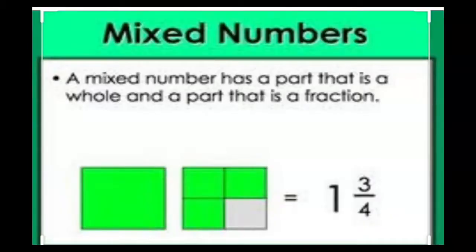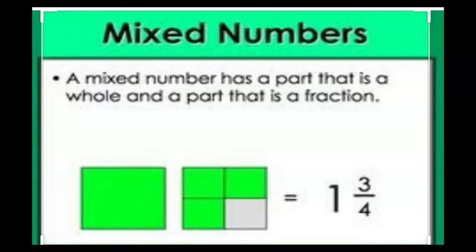Now mixed numbers. A mixed number has a part that is a whole and a part that is a fraction. Look at the example given below. You can see a whole part is shaded, while the other whole is shaded only in 3 parts. That is, only 3/4 part is shaded, 1 part is remaining. So we call this 3 upon 4.